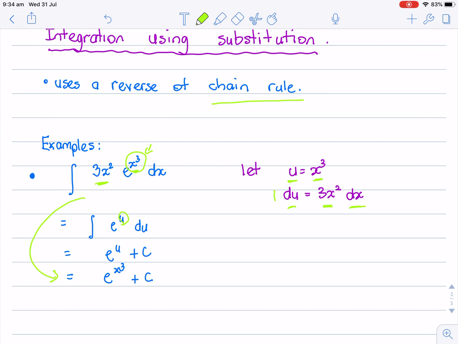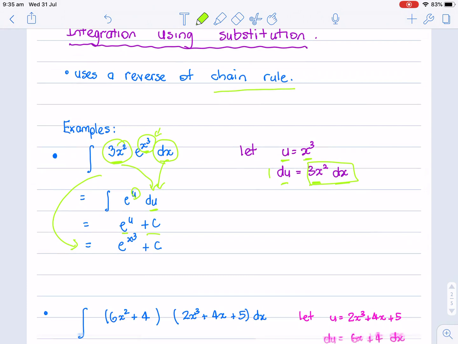But then I've got the 3x squared and dx here, and notice that the 3x squared and dx are going to be replaced by du. So that's where those two actually end up. That's where I'm able to replace those with just du. And it's a nice enough question because the integral of e to the u is e to the u, so we've simplified it, plus our constant of integration, and u is replaced with x cubed.